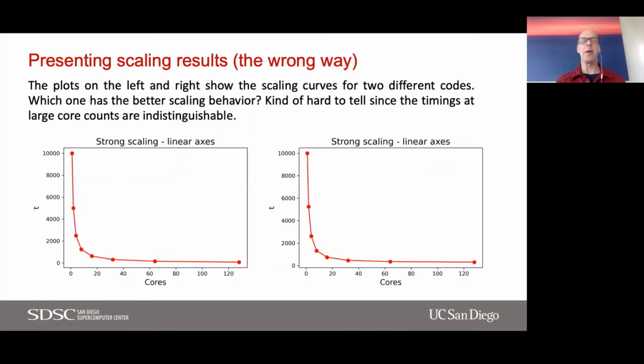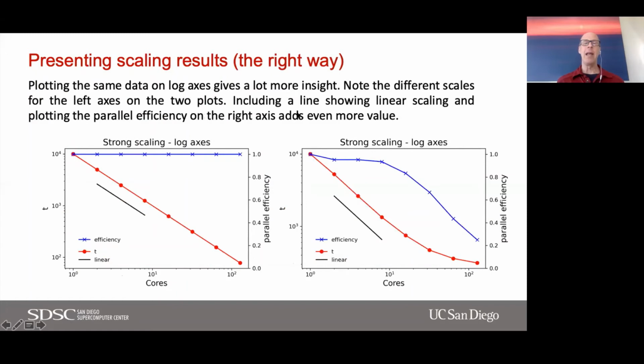So I'm going to talk a little bit about how you can present your scaling results. This is both for yourself, so you get your own insight into how the code is behaving, but also if you're making a request for compute time. The plots on the left and the right show scaling curves for two different applications. Looking at these, it's pretty hard to tell which one is better, especially at the large core counts, where the runtimes are indistinguishable. We plotted this on linear axes, and when we get down to the right two dots on each plot, for the 64 and the 128 cores, I really can't tell which one is doing better. But if I plot this on log axes, I'm going to get a lot more insight.